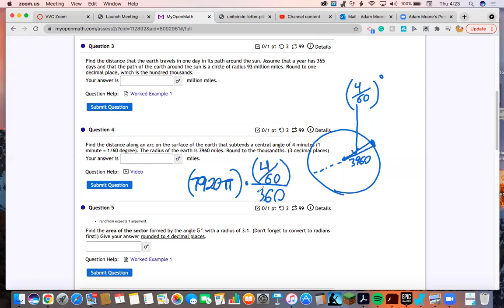A quick take would be, remember, here's our 7920 pi, so don't forget about that. That's the distance around the whole thing, and you can put it over 1. But for this fraction, remember, it's a fraction on top of a fraction. If you put 360 over 1, then that's the bottom fraction, and this is the top fraction. So thinking of this over that, what we're looking at is 4 out of 60 divided by 360 over 1. But you know how to divide fractions. That's going to be 4 out of 60 times 1 over 360.